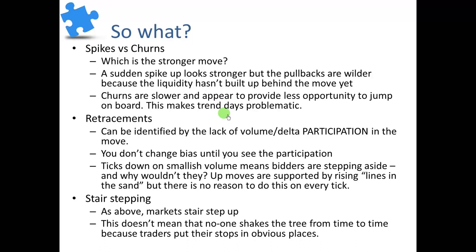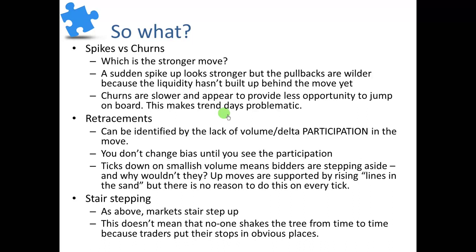Okay. So if we think about what we've looked at so far, the big question is, well, so what? I mean, this is all theory, right? How do we put this into action? What is the benefit of understanding this liquidity consumption model? Let's consider a few implications of what we've gone through so far in terms of things we regularly see in the market. One of the things we regularly see are spikes versus churns, or rapid moves up versus slow grinds up.